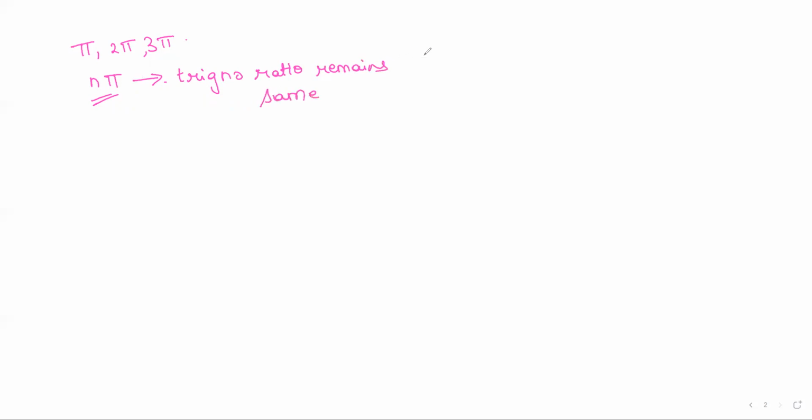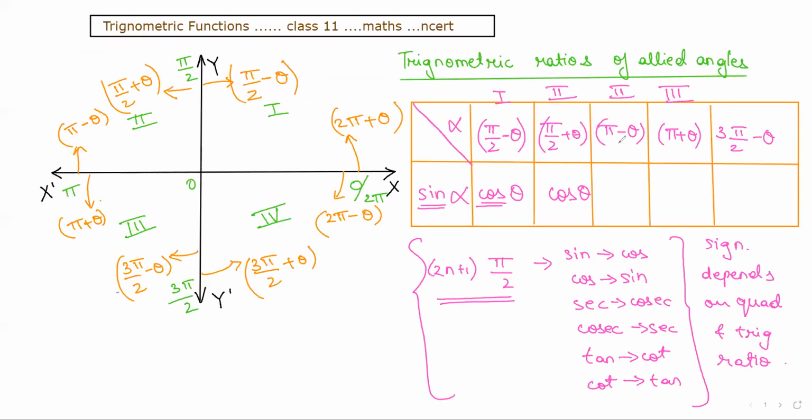Again, the sign depends on the trigonometric ratio and quadrant. Now, using this information, sine of pi minus theta, it's pi written over here, so sine will remain as it is. And since it is the second quadrant, sine is positive.